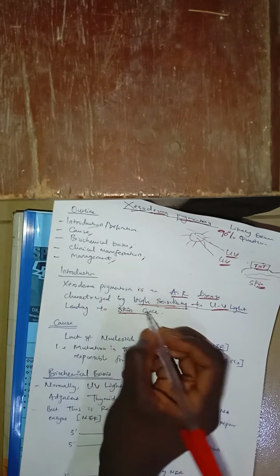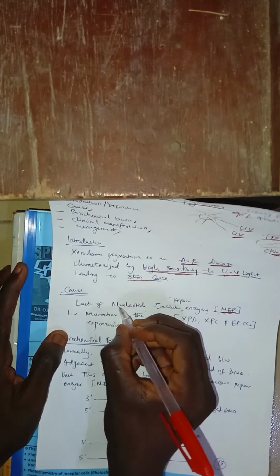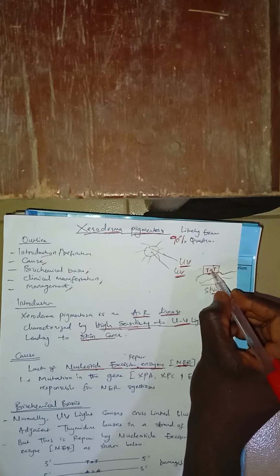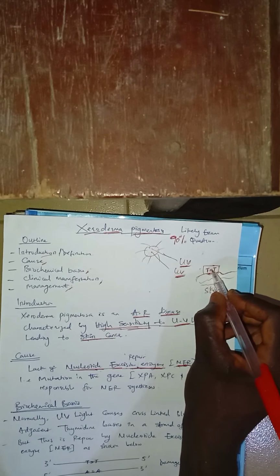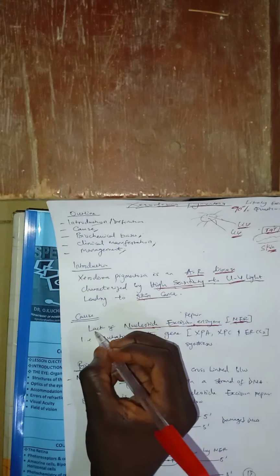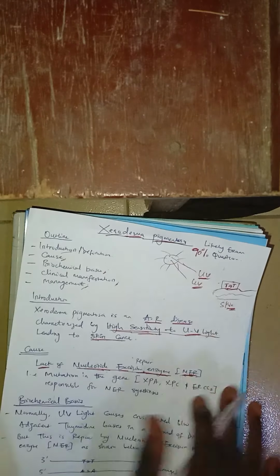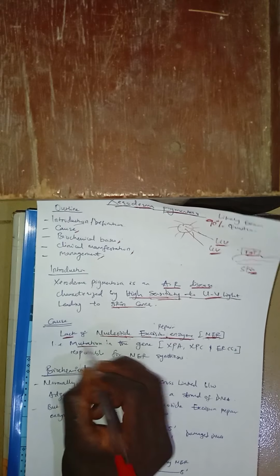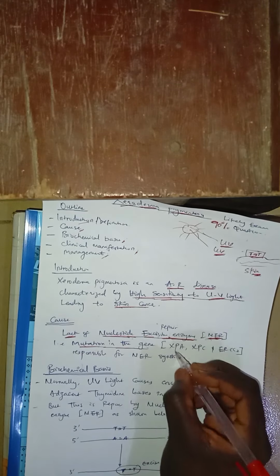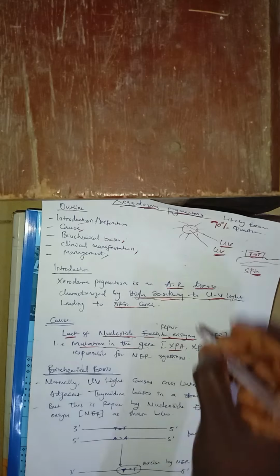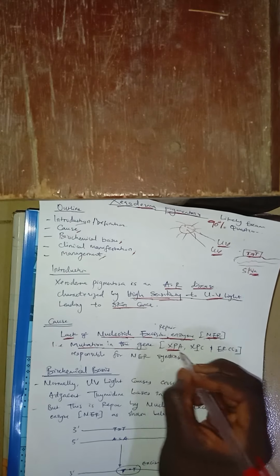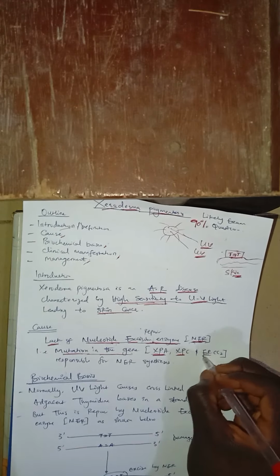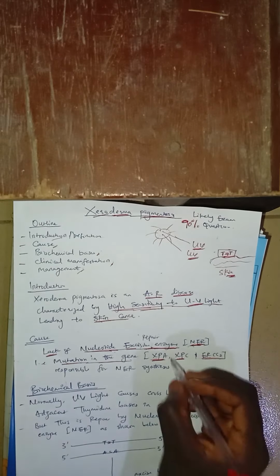All right, so that's why I said Xeroderma pigmentosa is an autosomal recessive disease characterized by high sensitivity to UV light, leading to skin cancer. What causes it? Lack of this enzyme, the nucleotide excision repair enzyme, the enzyme that repairs the mutation caused by the ultraviolet light. If the person lacks this enzyme, the person cannot repair the DNA. So there will be what? Due to a mutation in the gene that codes for this enzyme, the person cannot repair the mutation. So the genes are XPA, XPC, and ERCC2. These are the genes that code for this enzyme.